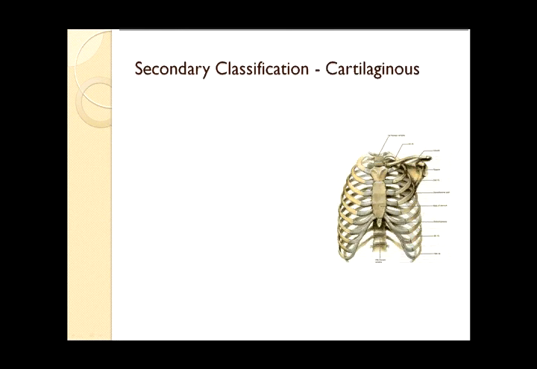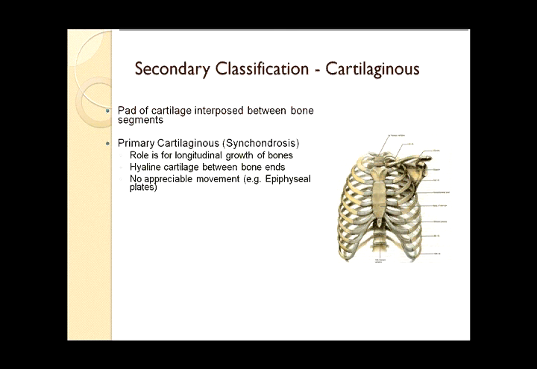The second type of joint that we're going to discuss are cartilaginous joints. And in this situation, a pad of cartilage is found between the two separate bone segments. Primary cartilaginous joints, also called synchondrosis joints, are found at the ends of long bones between the diaphysis and the epiphysis. Their role is predominantly for growth, for longitudinal growth of bones, and in this situation there is a hyaline cartilage template lying between the two bone ends. Under normal circumstances there should be no appreciable movement.